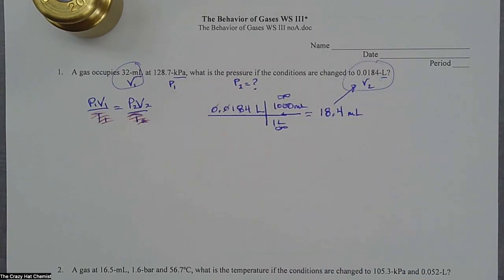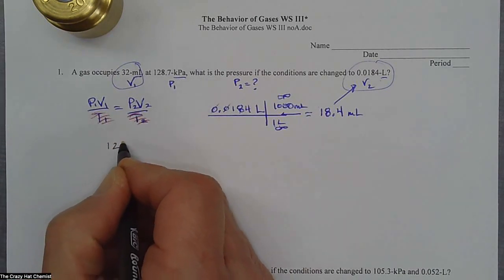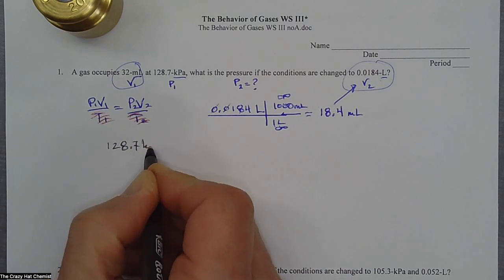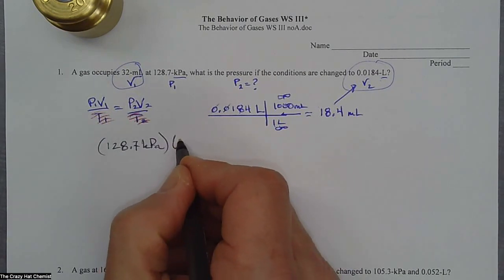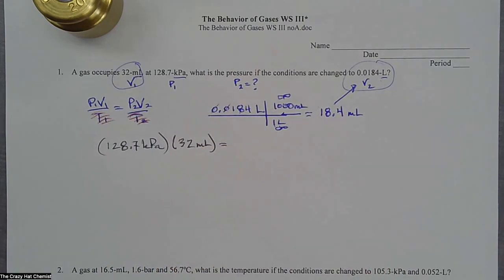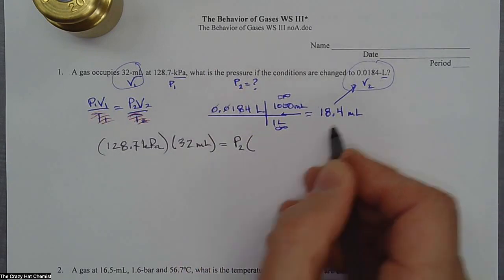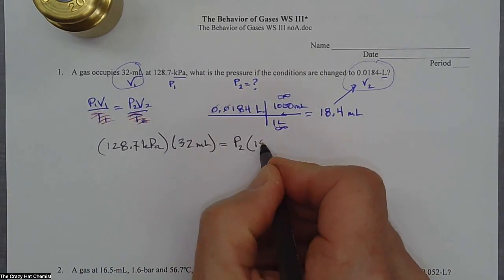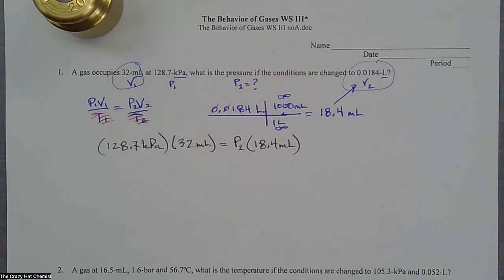So let's start plugging into this equation here of Boyle's law, and let's see what we can hammer out here. All right, so P1 is going to be 128.7 kilopascals. And then we have a volume of 32 milliliters, and that's going to equal our new pressure. That's what we're solving for. That's pressure 2. And then our new volume that we have converted into milliliters, and that's 18.4 milliliters. Okay, hopefully that looks really fancy and nice there.